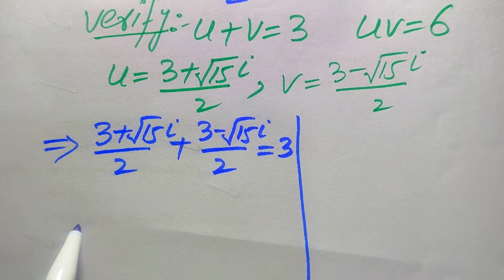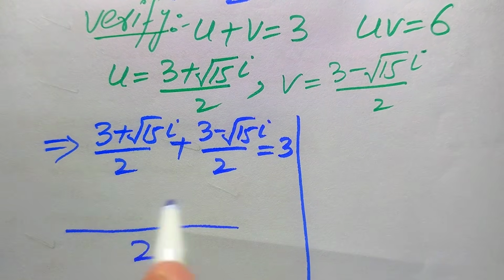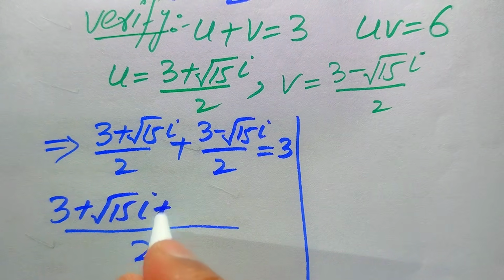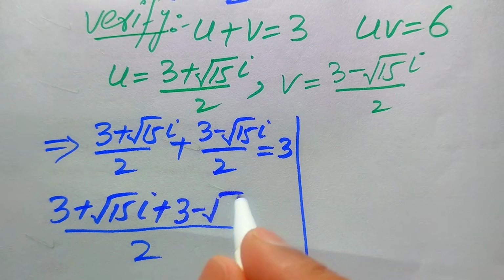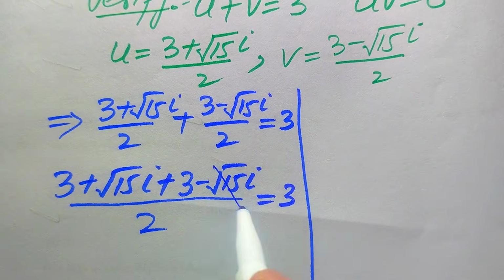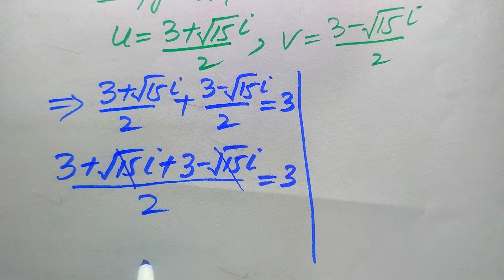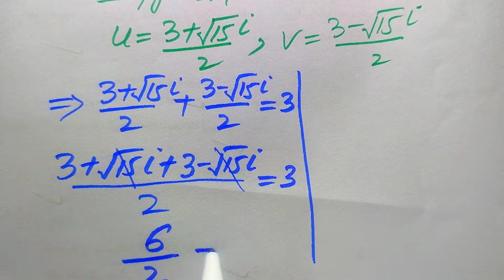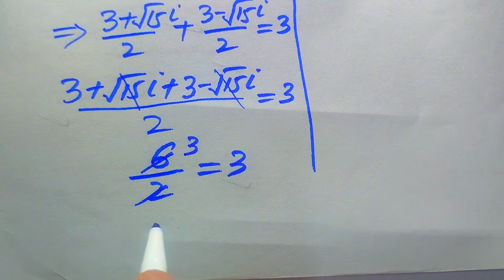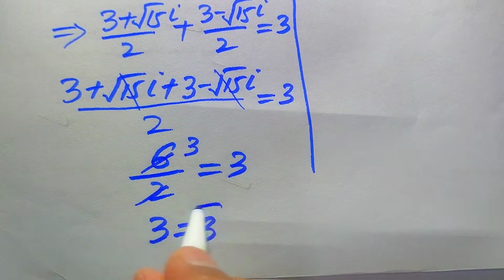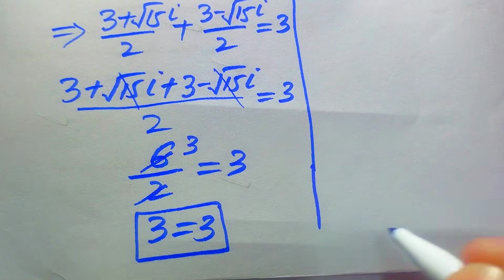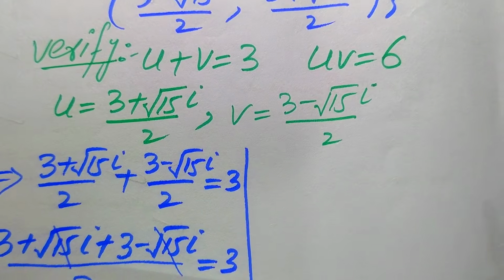So we need to take the LCM of this term, and its LCM becomes 2, and we get here 3 plus square root of 15 iota plus 3 minus square root of 15 iota, and this equals 3 or not. So this term and this term are gone, and we get 3 plus 3 becomes 6 divided by 2 equals 3, and we have 2 times 3 becomes 6, and we get here 3 equals 3. So both of these values of u and v satisfy our first equation, and in the same pattern we verify the second equation.